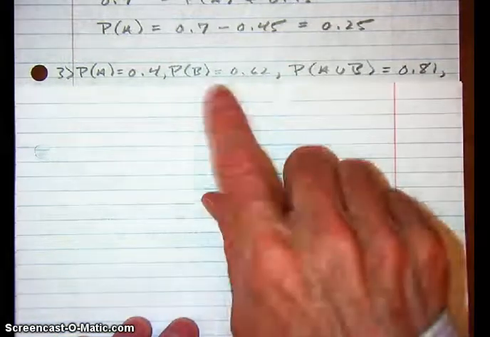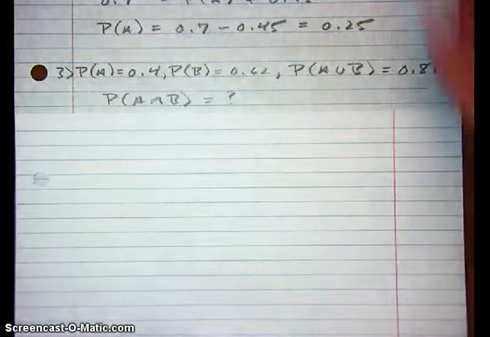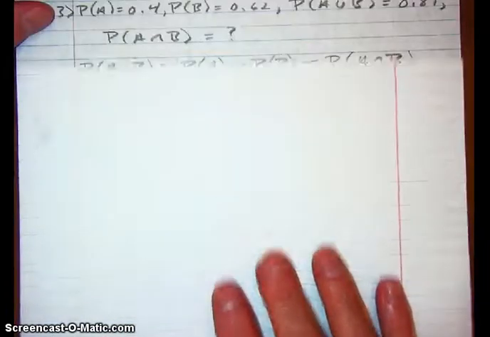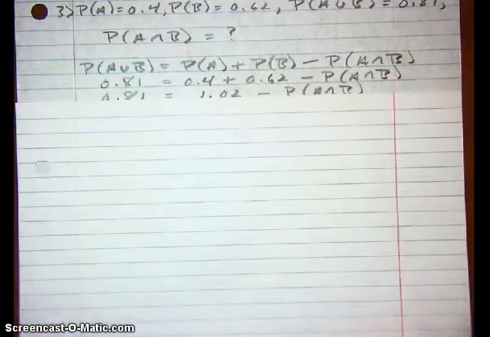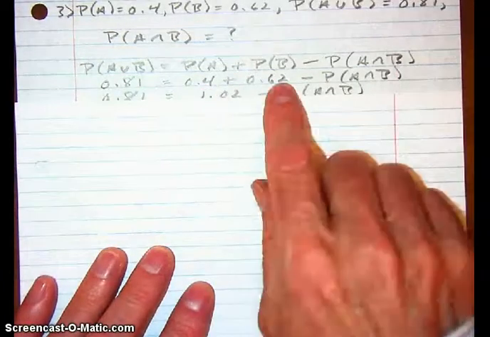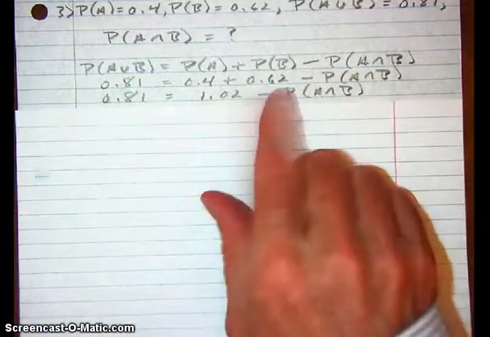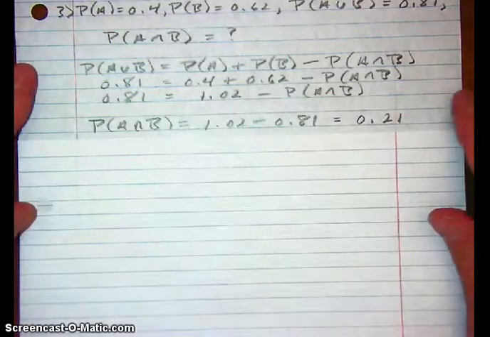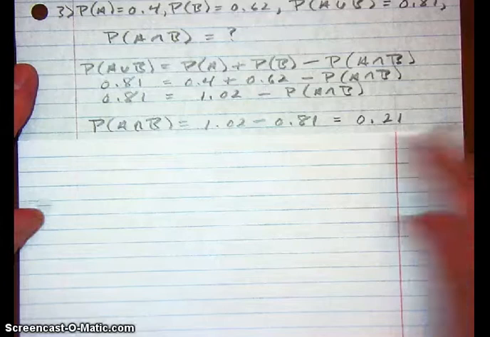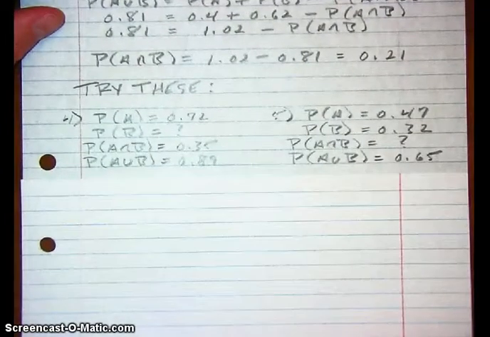Probability of A is 0.4, of B is 0.62, and of A or B is 0.81, and we want to find the probability of A and B. Well, to do that, you just write the formula, write the rule, plug in the 3 things that you're given, 0.81 over here, 0.4 and 0.62 here, and we're solving for the probability of A and B. Well, these two combine to make 1.02, and if you rearrange the equation, the probability of A and B is 1.02 minus 0.81, which is 0.21. And there you go.